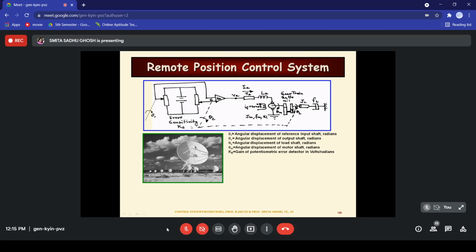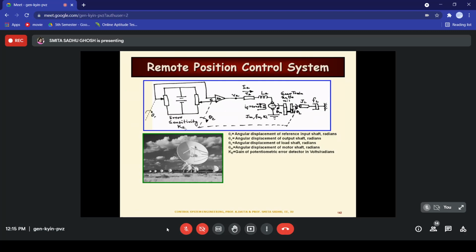Now coming to this error detector, KE is the gain of the potentiometric error detector. It is also known as the sensitivity of the error detector, KE. Now, what would be the units of KE?